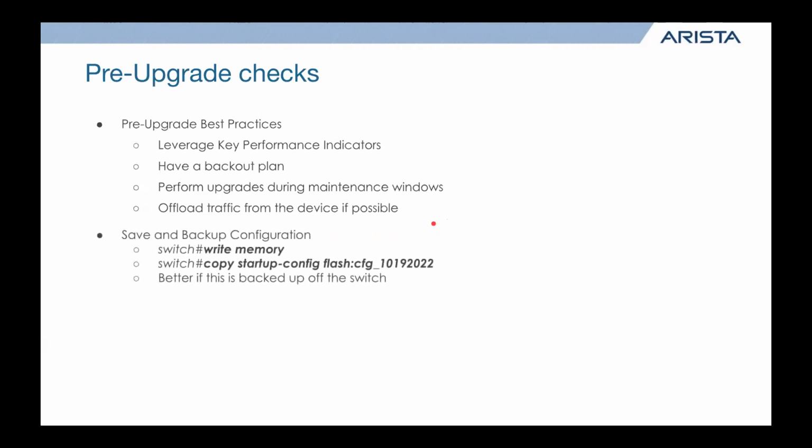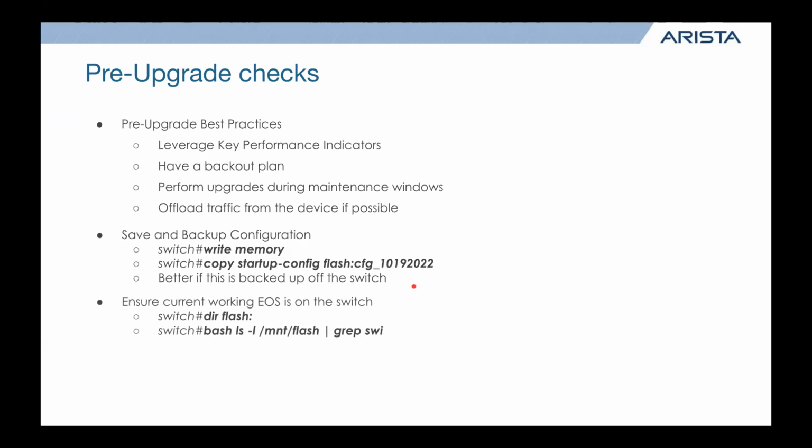From a switch perspective though, generally I recommend backing up your configuration. So you do a write memory, obviously, to copy your running configuration to your startup. You might want to copy that to a separate file on flash in case something happens with the startup config. Really though, I'd recommend backing this up off the switch. So if the switch does have a failure, you have a copy of the configuration somewhere.